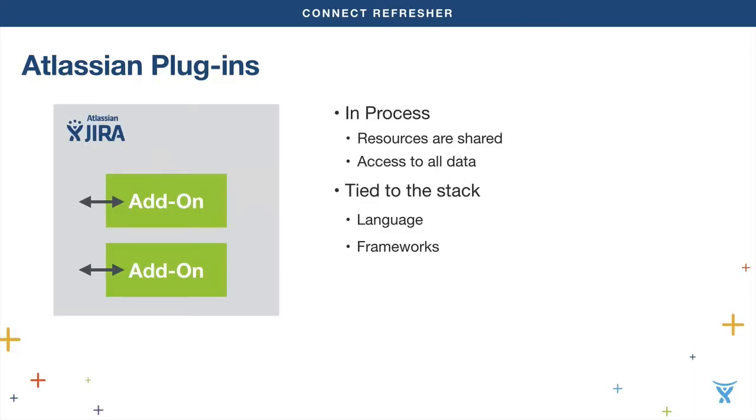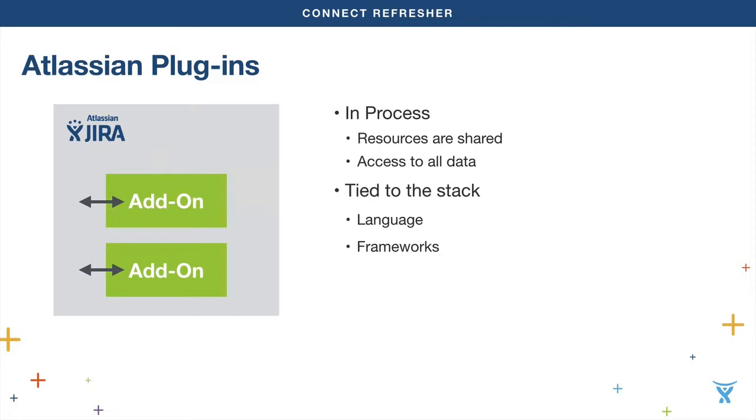So where's Connect coming from? We had the Atlassian plugin system that we refer to as P2 often, which was a really, really powerful platform to build extensions to products. But that system, as powerful as it is, comes with a couple of drawbacks. So whatever add-on you write has to be written in Java using the same technologies and stacks that JIRA and Confluence has. So it's a JIRA Spring kind of OSGI application. And it will use the same resources as JIRA and Confluence itself.